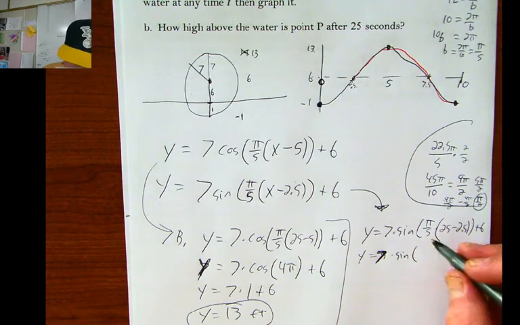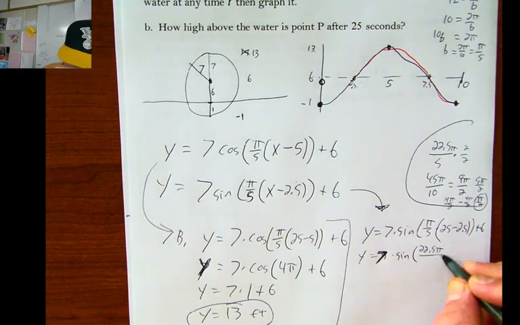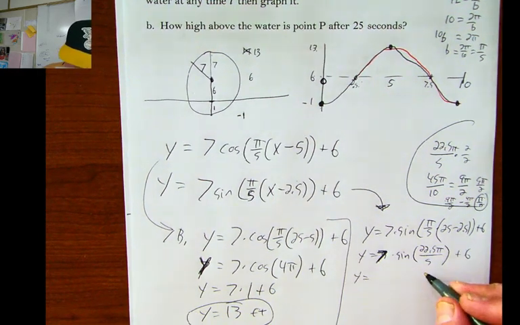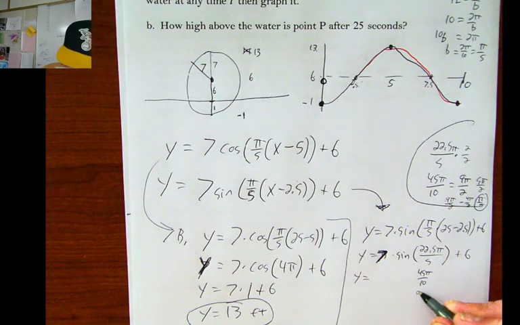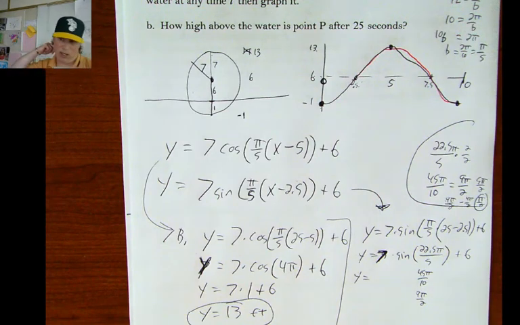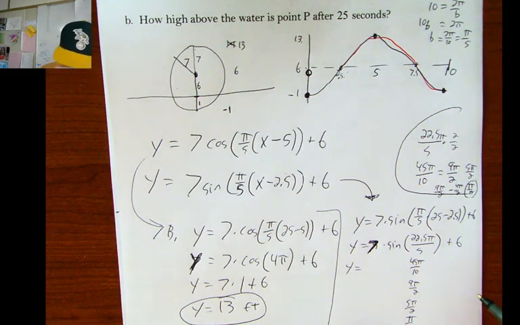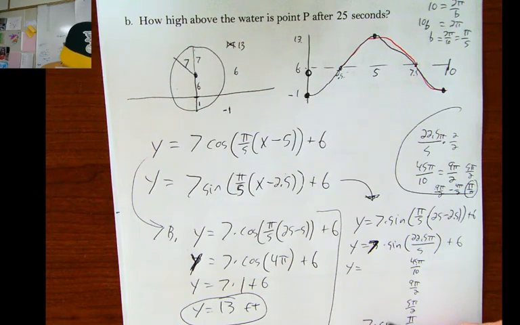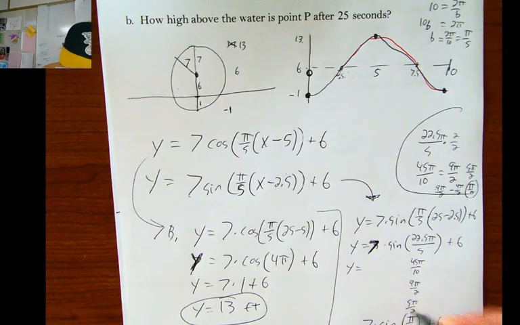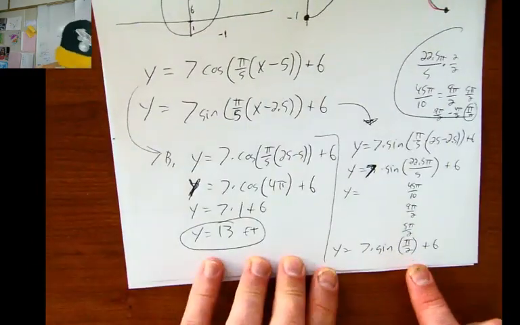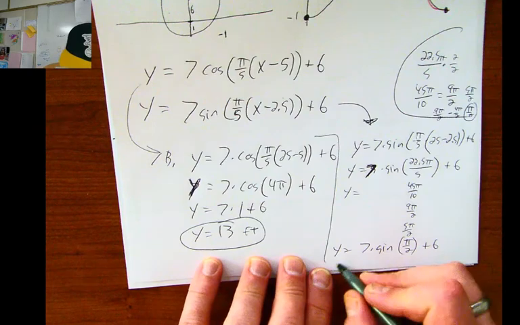So what started off as 22.5 pi over 5 plus 6, we simplified this to 45 pi over 10, which simplified to 9 pi over 2. But then we did coterminal angles, which would mean this would also work for 5 pi over 2, but that's not within unit circles, so we get all in pi over 2. So I have 7 times sine of pi over 2 plus 6. Sine of pi over 2, that's 1. And 7 times 1 plus 6, that's 13.